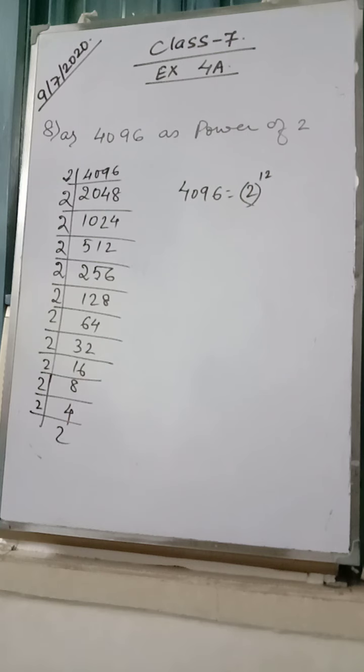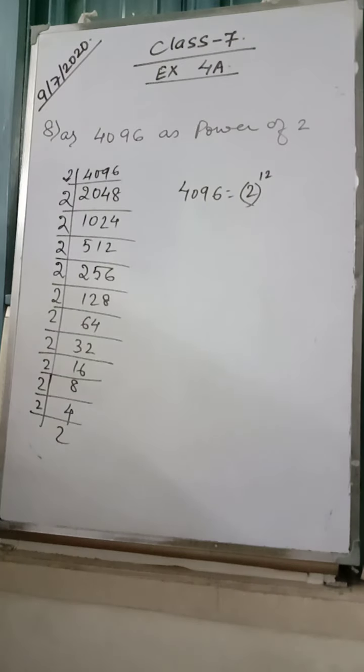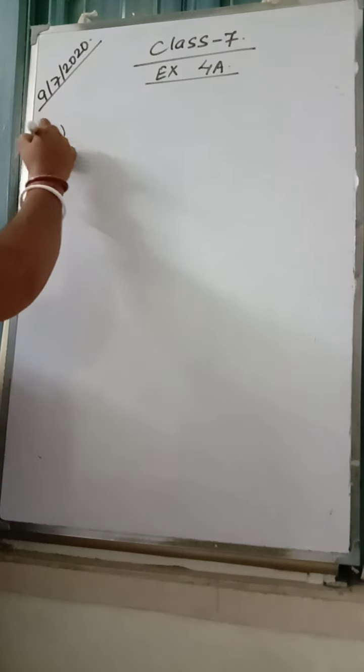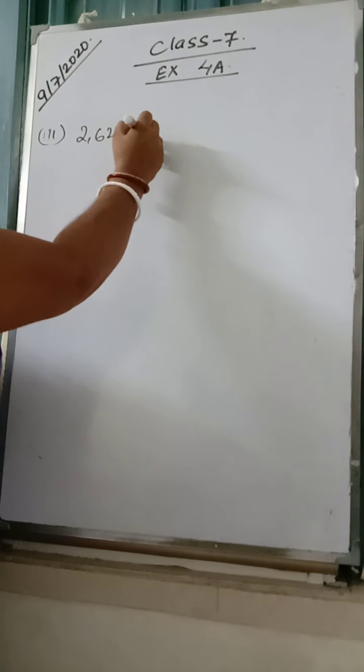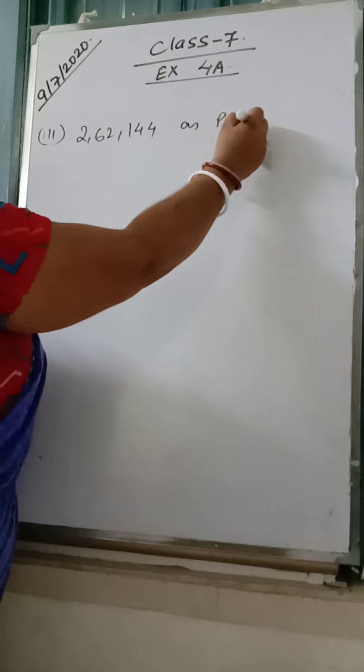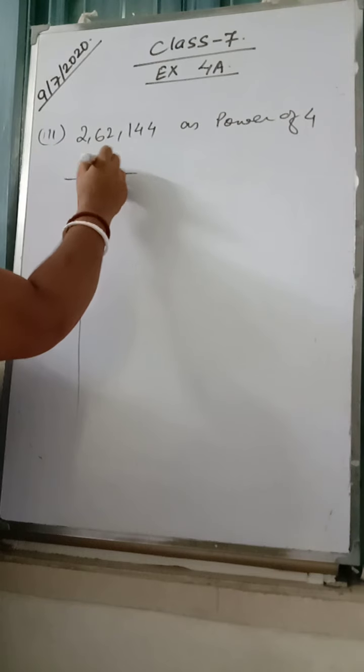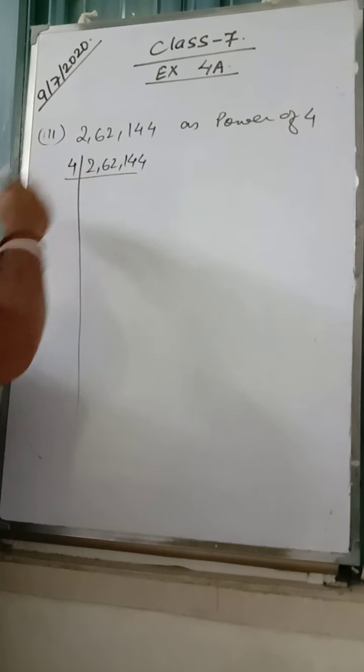You can see number 3 also I am doing. It is given 2,62,144 as a power of 4. Number 3. 2,62,144 as a power of 4. 2,62,144, we'll start with 4 only.